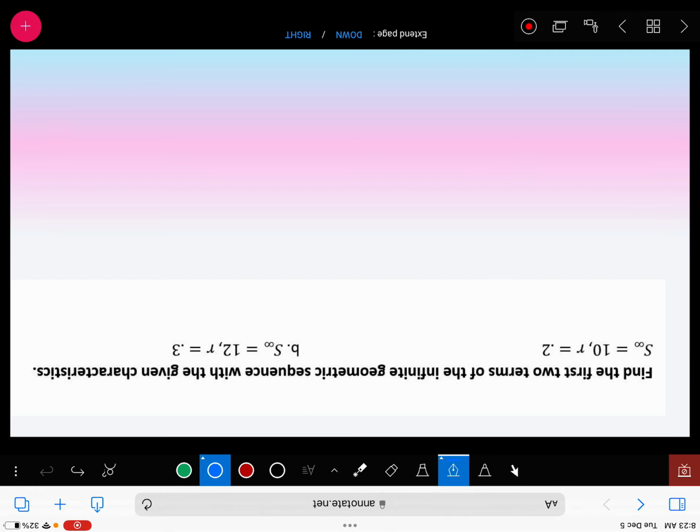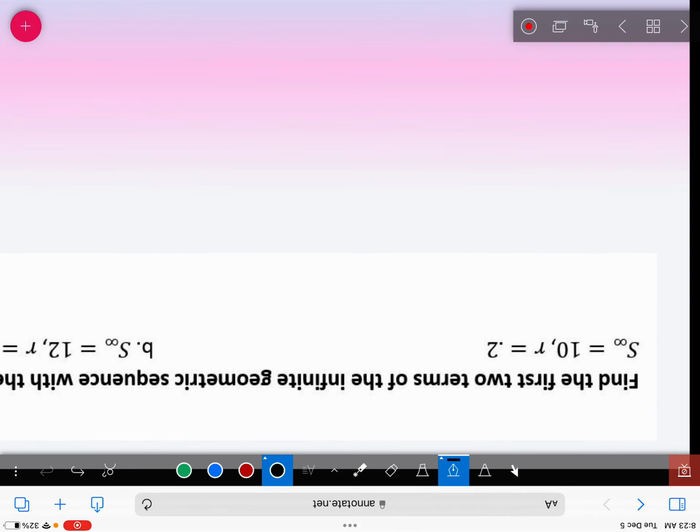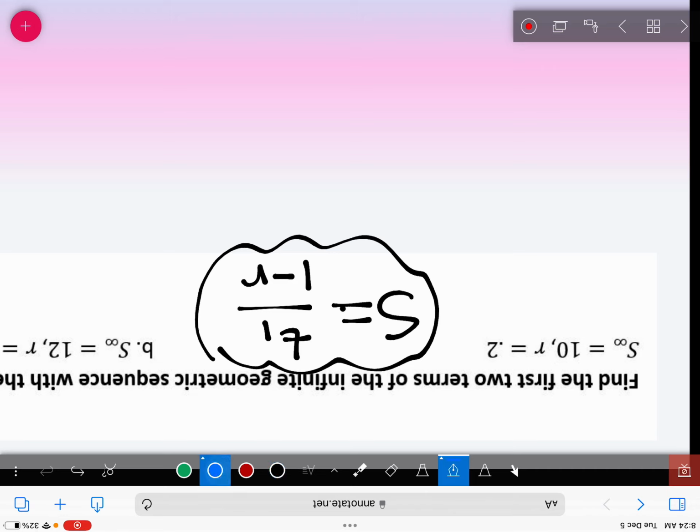All right, so now let's go ahead and finish up our sequences, and then we'll start our binomial expansion. So we have to find the first 2 terms of an infinite geometric sequence with the given characteristics. So remember, the formula says the sum is equal to T1 divided by 1 minus R. So the sum is 10. 10 equals T1 divided by 1 minus 0.2. Go ahead and solve that for T1.